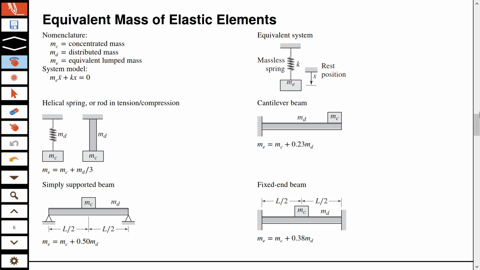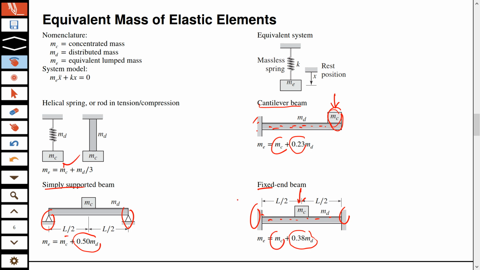If we have a simply supported beam, supported vertically, then this will be half of MD rather than 1/3. If we have a cantilever beam, if the beam is on the side, if the mass is actually located at the side and this side is supported horizontally, then the effective mass of the beam will be 0.23 times the total mass, and this will still be added. And if it's a fixed end beam supported at both ends horizontally and the load is in the middle, then the mass of the beam will be represented by 0.38 times the total mass of the beam, and this MC will be added in all the cases. Okay, this MC is not going anywhere.